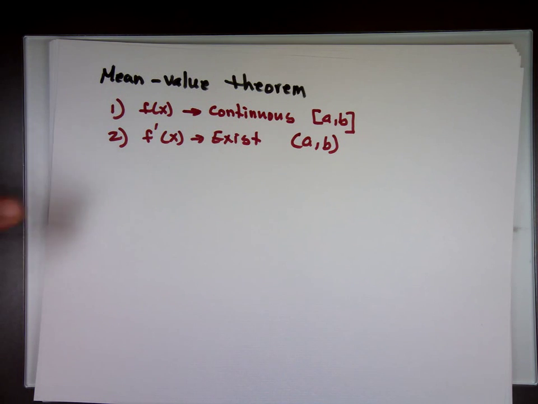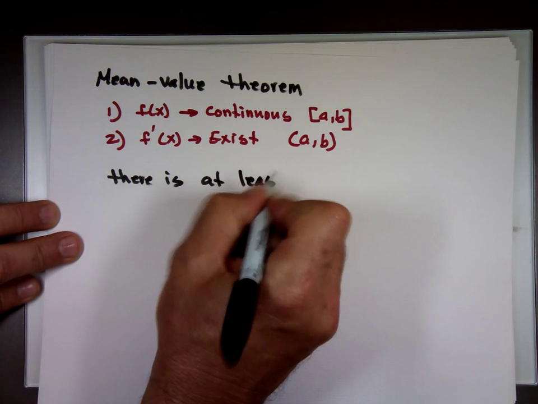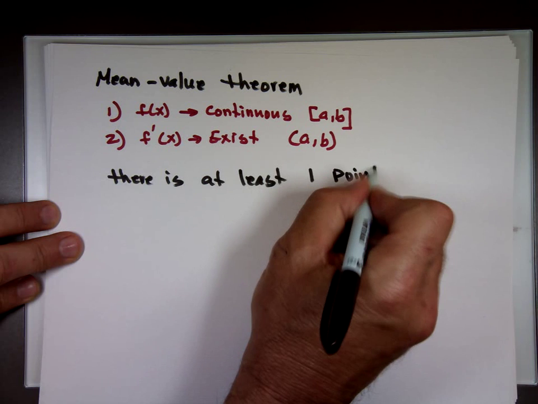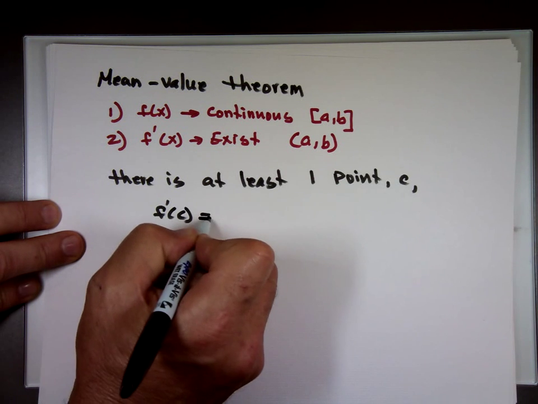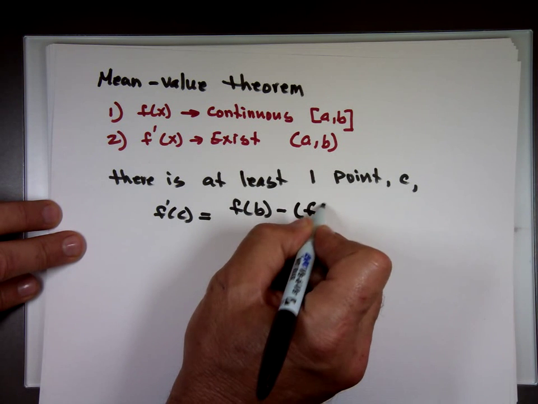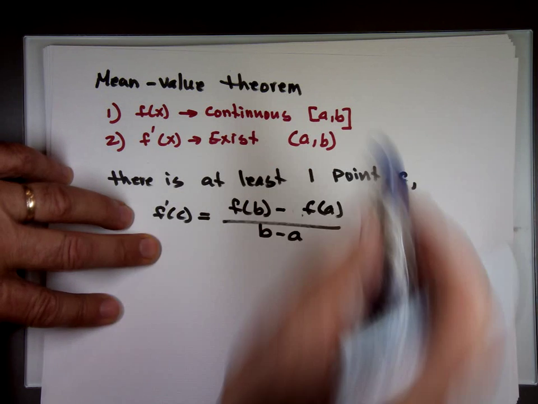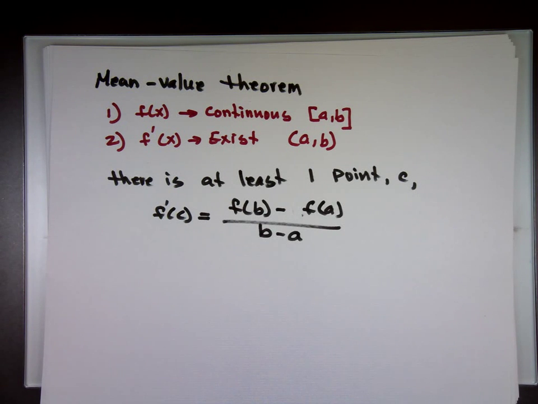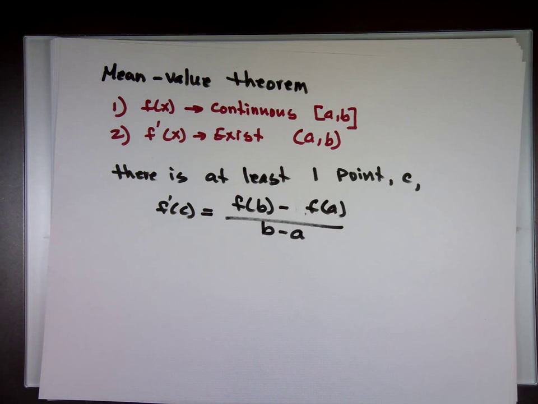This one says then there must be at least one point, we'll call it C, where the derivative at C is equal to f of B minus f of A divided by B minus A. There has to be at least one point where the derivative at that point will equal f of B minus f of A over B minus A. Which is really what? The change in y over the change in x. The slope.